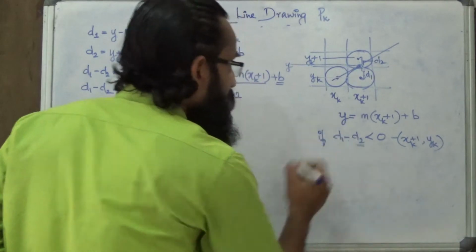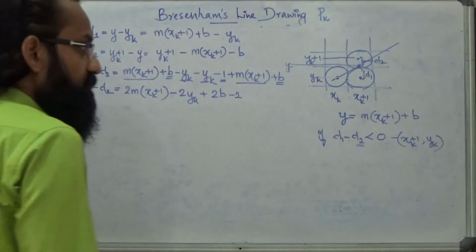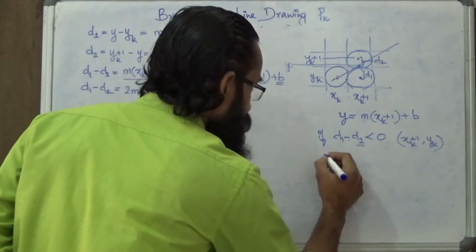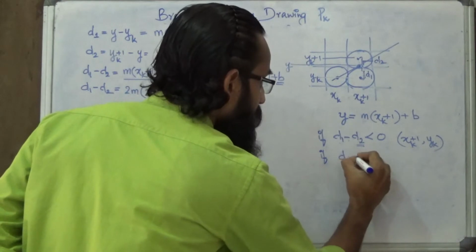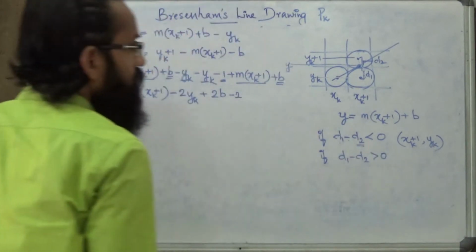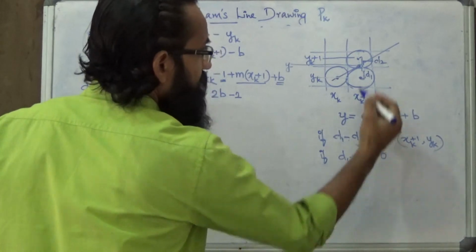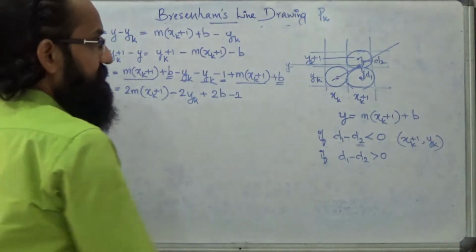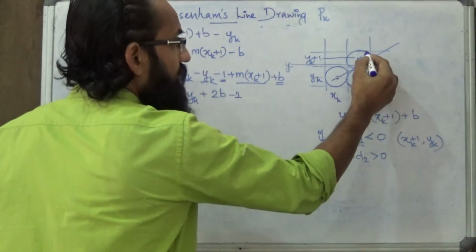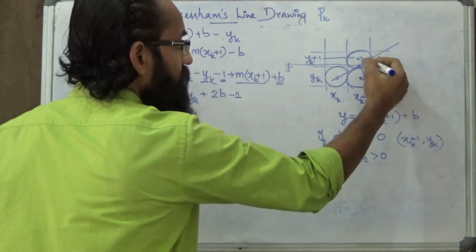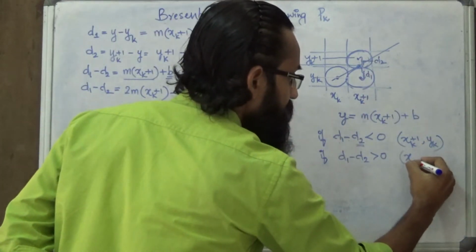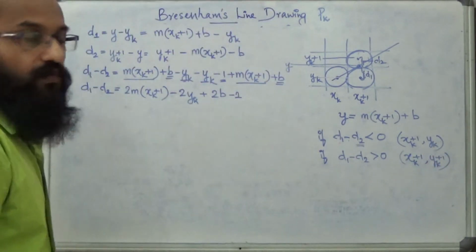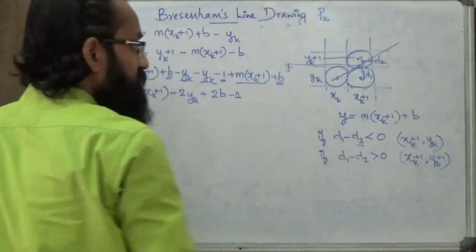So if d1 minus d2 is less than 0, the pixel selected will be (xk+1, yk). Again, if d1 minus d2 is greater than 0, then it is pretty clear that d1 is greater than d2. In the sense, d2 is lesser than d1 and this pixel is closer to the actual line path. So the pixel in the scan line yk+1 will be selected, plotted. So this pixel is closer to the actual line path.